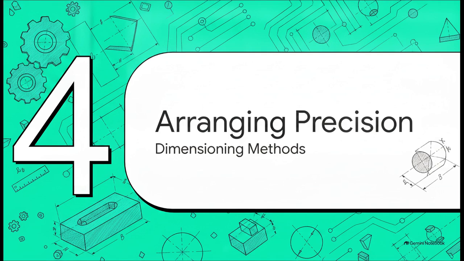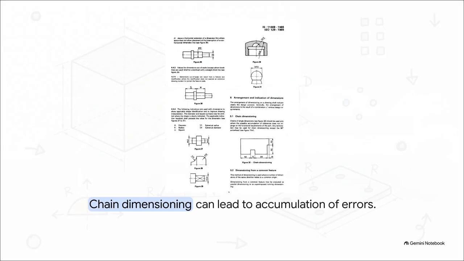Which leads us perfectly into Section 4, arranging for precision. Moving from individual elements to entire structures, the actual arrangement of these numbers dictates the precision on the floor. Take chain dimensioning, for example. This is where dimensions are placed end to end, kind of like links in a chain. While it looks super neat and organized, we have to caution that it should only be used where the potential accumulation of small manufacturing errors won't absolutely ruin the final product.